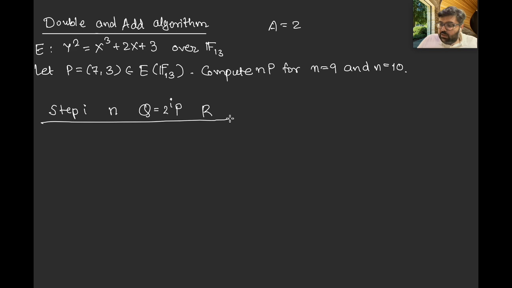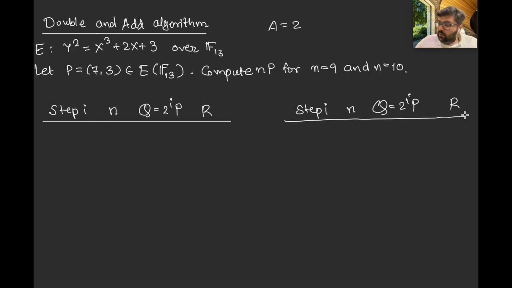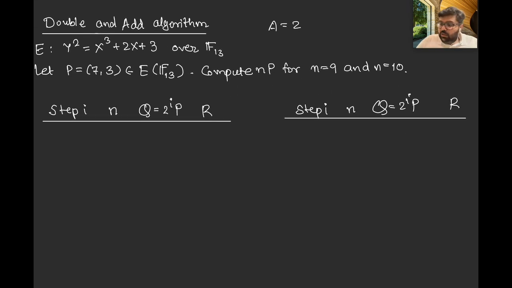Then I'm making another table at the same time so we can compare: n equals 10, Q equals 2 raised to i times P, and R. This is the table for n equals 9, and we'll do this calculation simultaneously so that we understand.